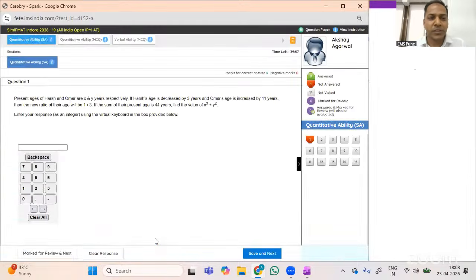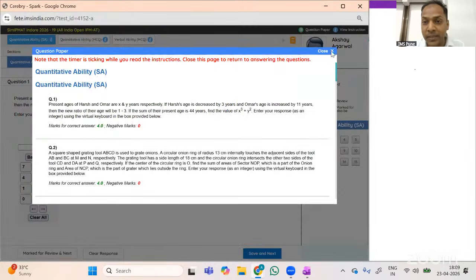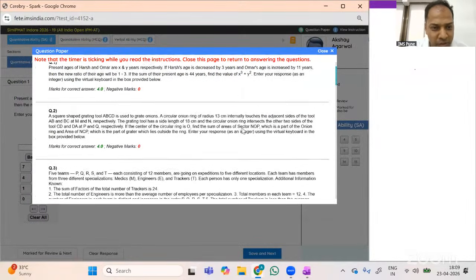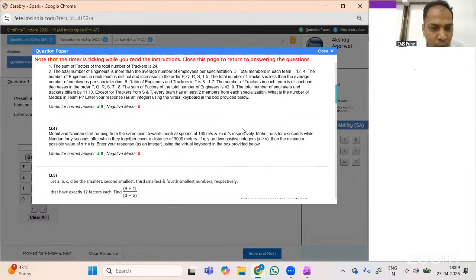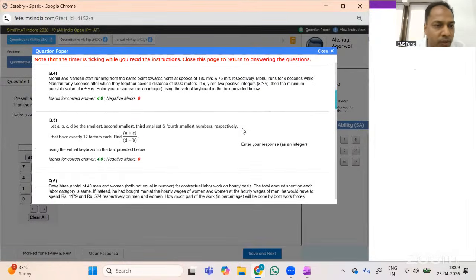All right. Present ages of Harsh and Omar are in the ratio X and Y years respectively. If Harsh's age... Normally, what I do is before I proceed with the entire solving, there is this feature of question paper in the actual paper as well. So just go through the questions, especially in the short answer section. This helps us get a clear understanding of what kind of questions I would be solving.